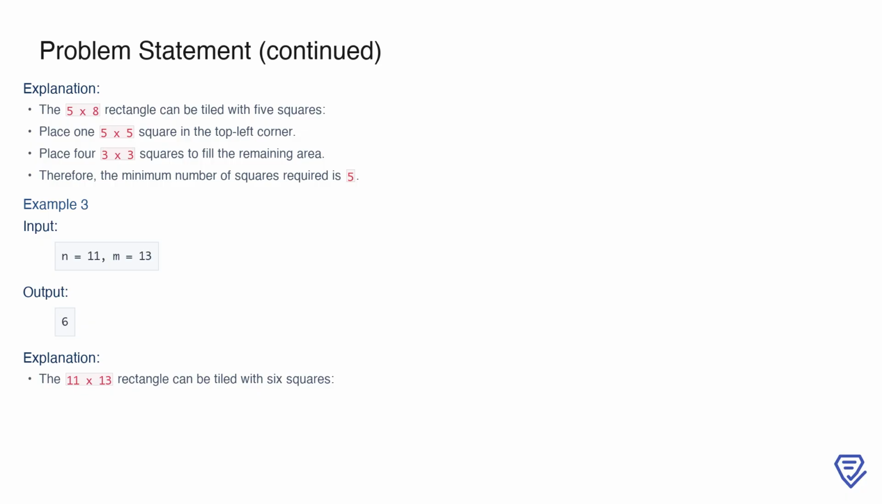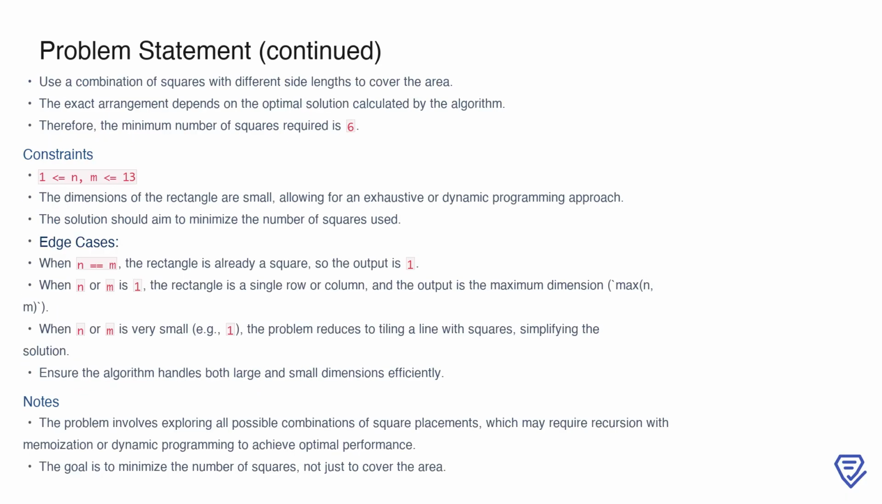Now, for an even larger rectangle like n equals 11 and m equals 13, the problem becomes more complex, but the output is still a specific minimum value. When the rectangle dimensions are n equals 11 and m equals 13, the minimum number of squares required is 6. In this case, the solution involves using a combination of squares with varying side lengths to completely cover the area. Determining the exact arrangement of these squares requires calculating an optimal placement strategy, which minimizes the total number of squares used. The algorithm identifies the best configuration by exploring all possibilities, ensuring that the rectangle is efficiently tiled.